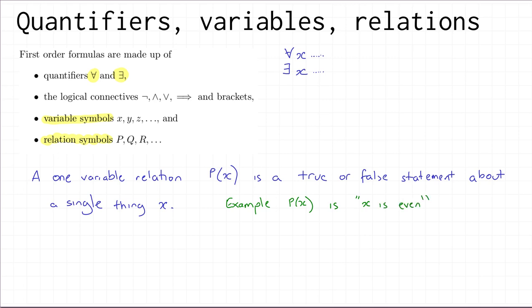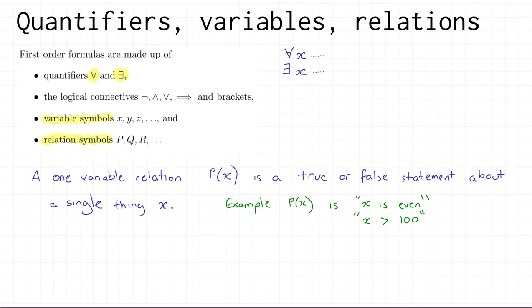That is a true or false statement about an integer x. Or we might have something like x is greater than 100. That is a true or false statement about an integer or a real number x. Or, I mean, we're not just restricted to numbers here. We might have a one variable relation P of x being x is a triangle, for example.